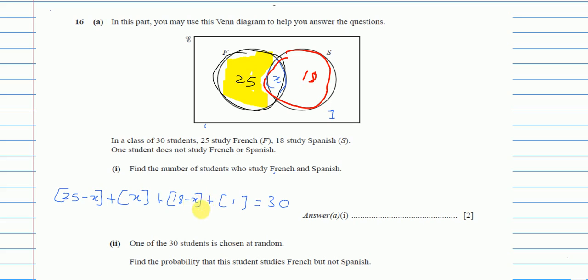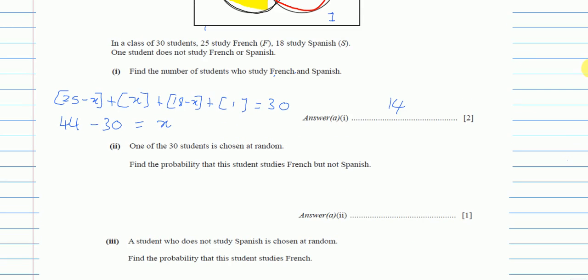This will be just the negative x, and if I talk about the numbers, it will be 25 plus 18 plus 1, which is 44. Let me take the x on the right hand side and the number on the left hand side. So it was 44, 30 comes here, it becomes negative. Negative x was here because minus x plus x is nothing, and then minus x goes to the right hand side, becomes a positive x. So x is actually 44 minus 30, which is 14.